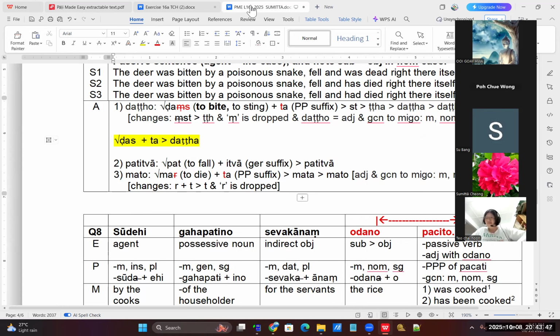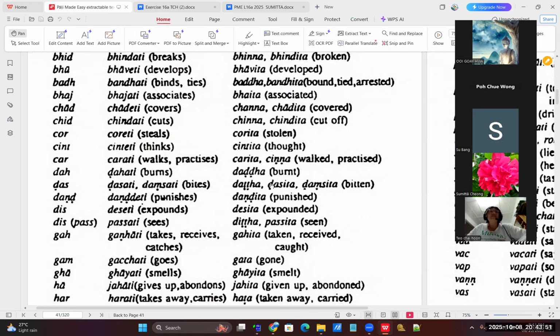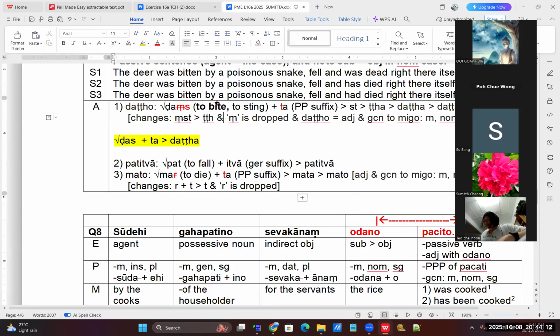No, because Dasita and then you got another one, which is Data. This one. All right. So just refer to the Das root. Das plus Ta becomes Data. Very straightforward. Ignore the Damsita. If you're talking about Damsita, you're looking for another one, Damsati. From Damsati, you got Damsita. So if you're looking for Dasati, you got Data. Straightforward. All noted, right, straightforward.